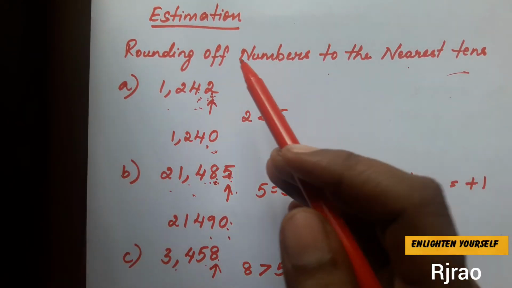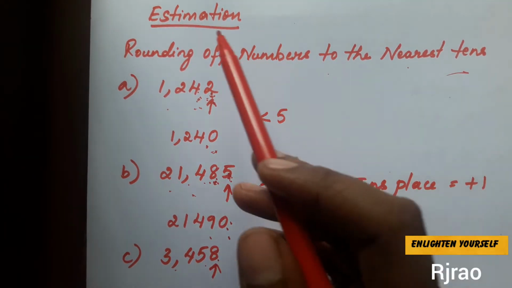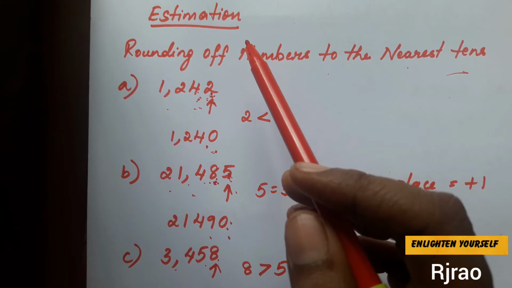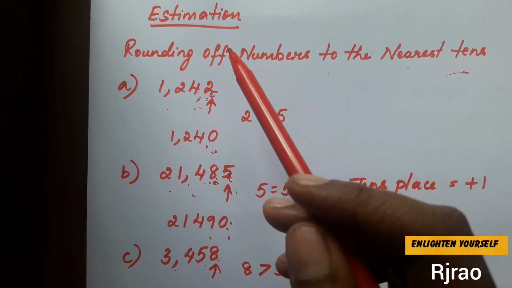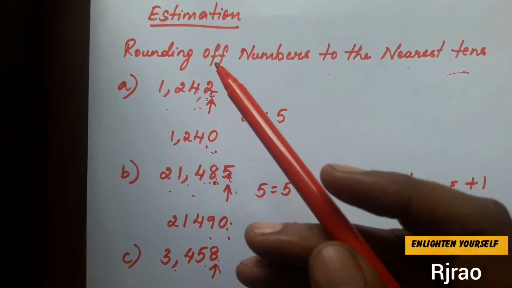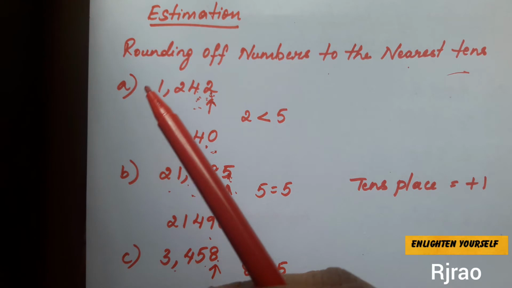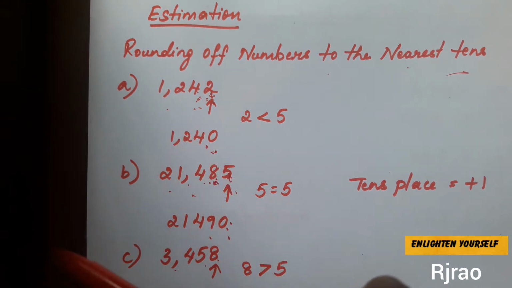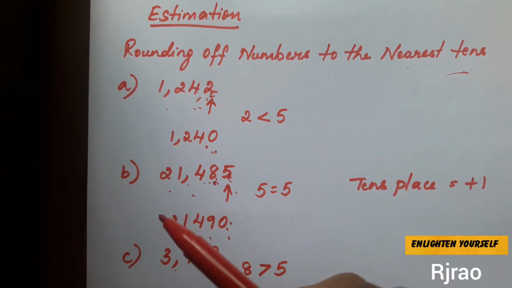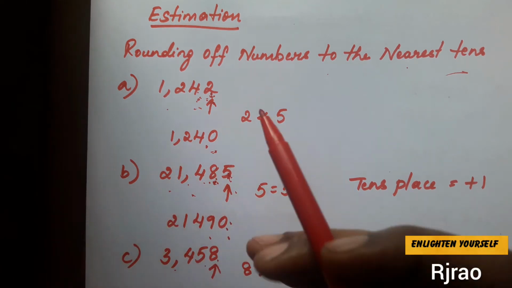Today we are going to learn about estimation or rounding of numbers. So what is the meaning of estimation? Sometimes we have to buy some electronic items, so we ask other people what the estimation or the amount will be. They may not tell the exact amount, but they will tell something very near to it. That is what is called estimation.